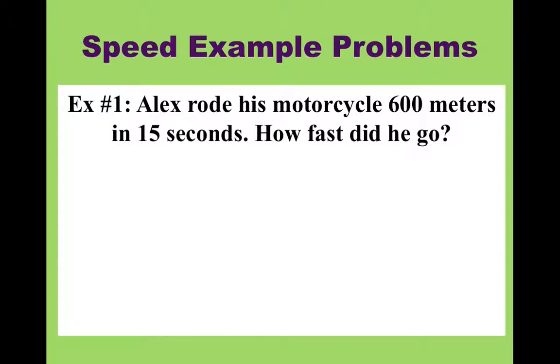Here's an example of a speed problem. Alex rode his motorcycle 600 meters in 15 seconds. All right, now let me get my pen out so I can draw. Remember, I like to draw my triangle. It's kind of weird here, but that's okay. It's my triangle. Remember, D goes up top. S is down on the far right. It's a pitiful S there. And this is my time.